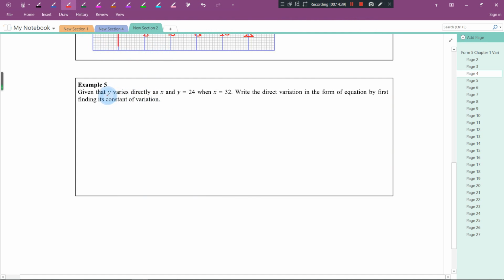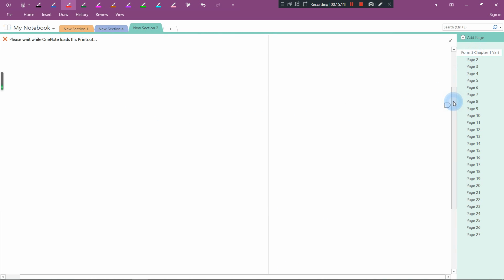Given that y varies directly as x, so when I see this, I write this first. Y varies directly as x. If I want to calculate, we always change it to equation form, which is y equals kx. Now, write the direct relation in the form of an equation. It means that we want to write in this form by first finding its constant of variation. The k is the constant of variation. I forgot to tell you just now.